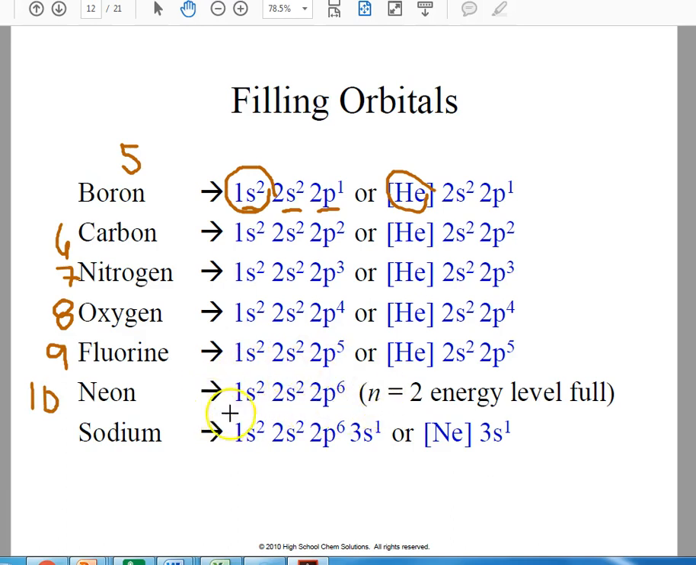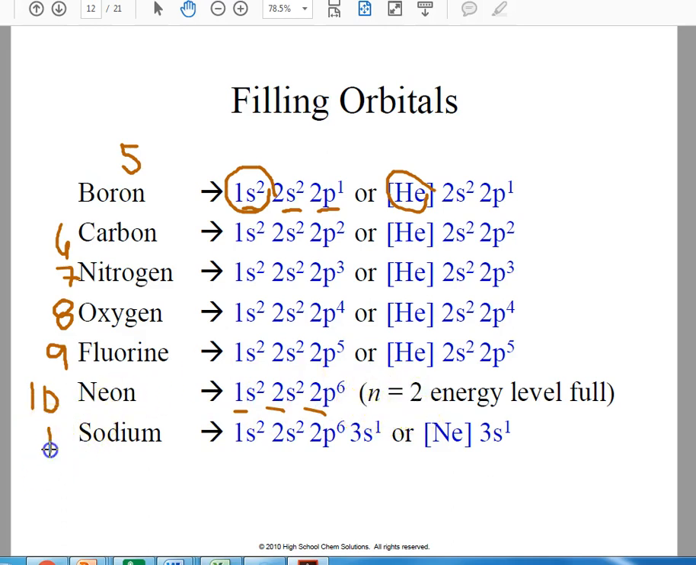At this point, our second energy level is filled. Neon is at the end of the second row, and that p can only hold 6 electrons. So the 1s, the 2s, and the 2p are now filled, and that fills the entire second energy level.